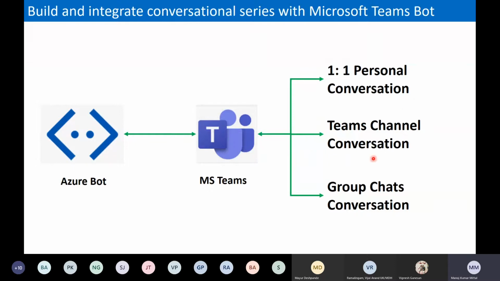The second type is Teams channel conversations. When a group of people exist within a team and we are talking with a bot within a team, it is exposed to a lot of other people, the members of the channel, and all of them can see the conversation. The next type is group chat conversation. It is not exposed to a large audience, only a limited set. For example, in a meeting with three to four members, we can integrate the chatbot there too.